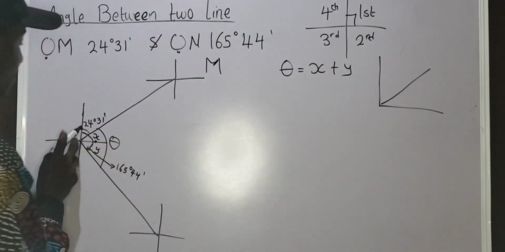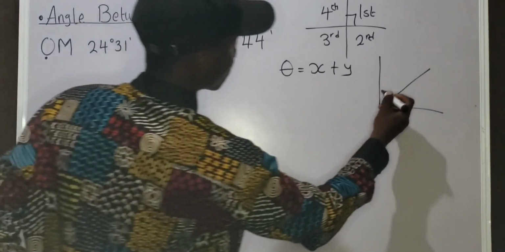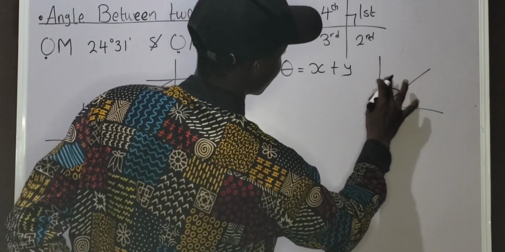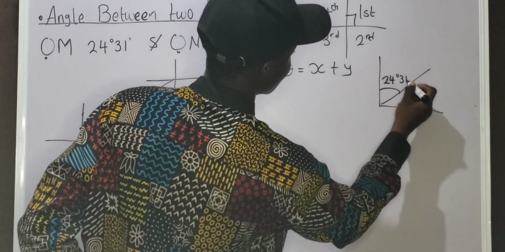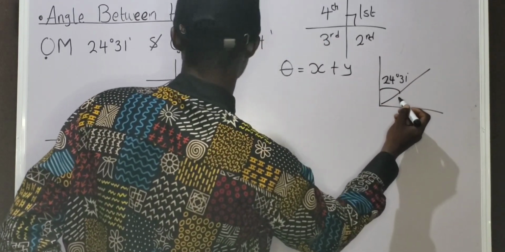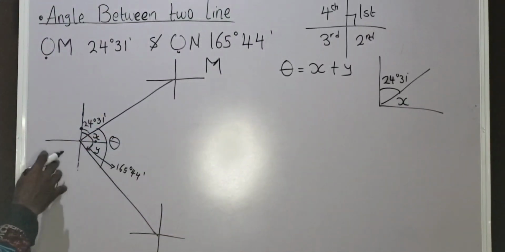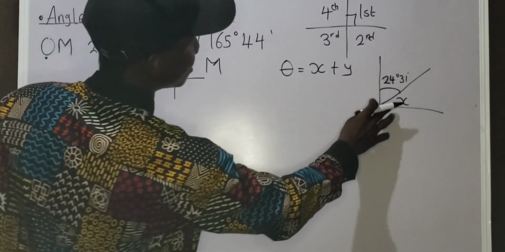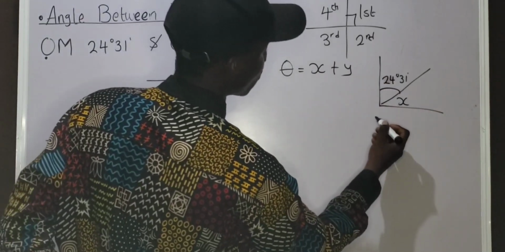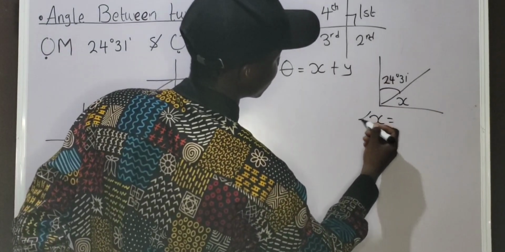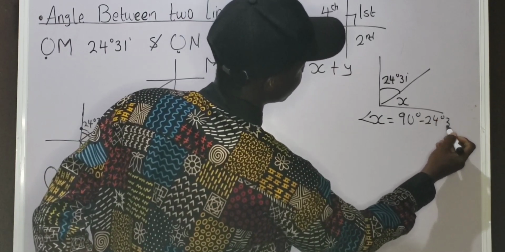Abi, I just want to bring this side out. So this is 24 degree 31 minutes. Now, this is angle X, Abi. In order to determine the value of angle X, what do I need to do? I need to subtract 24 degree 31 minutes from 90 degree. So angle X is equal to 90 degree minus 24 degree 31 minutes.